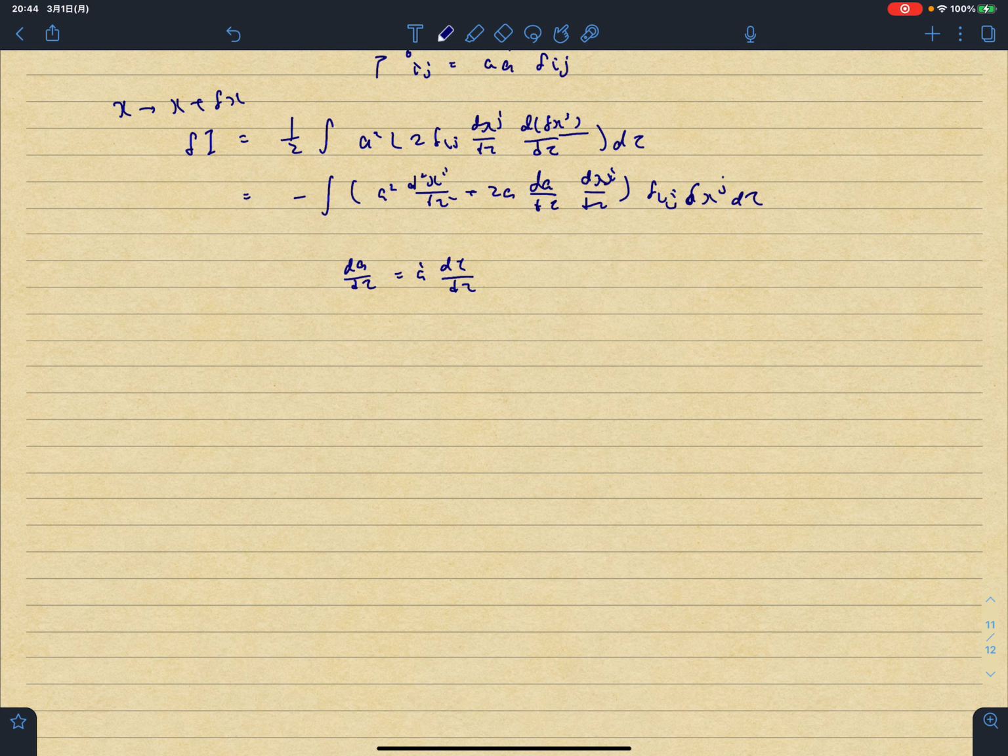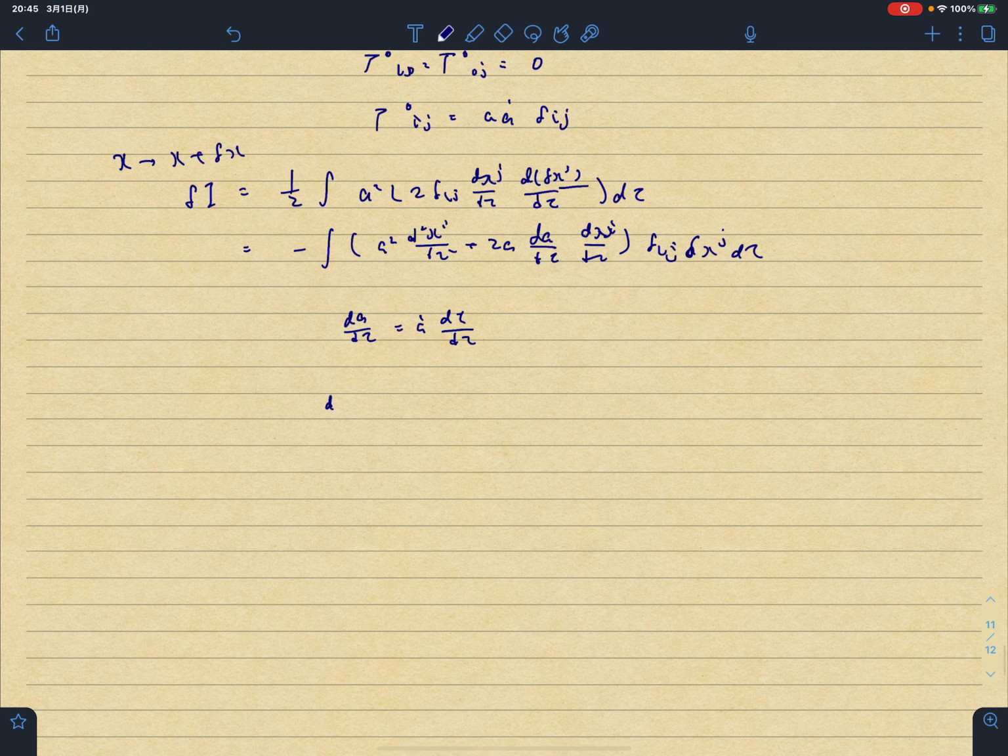Setting the coefficient of delta xj equal to 0 in 3.79 implies d0 xi data with 2 power time a dot d tau dt d tau dxi equals 0.